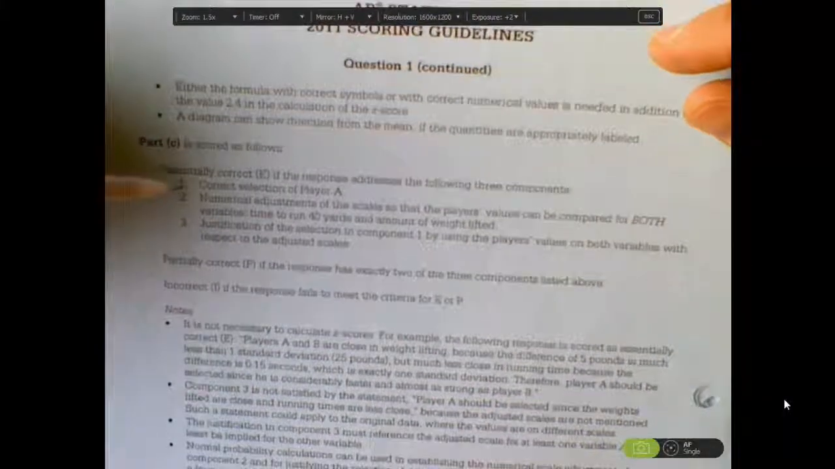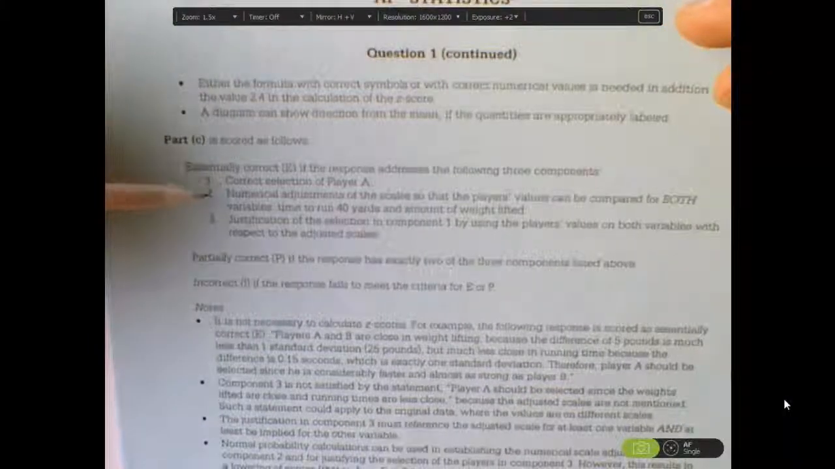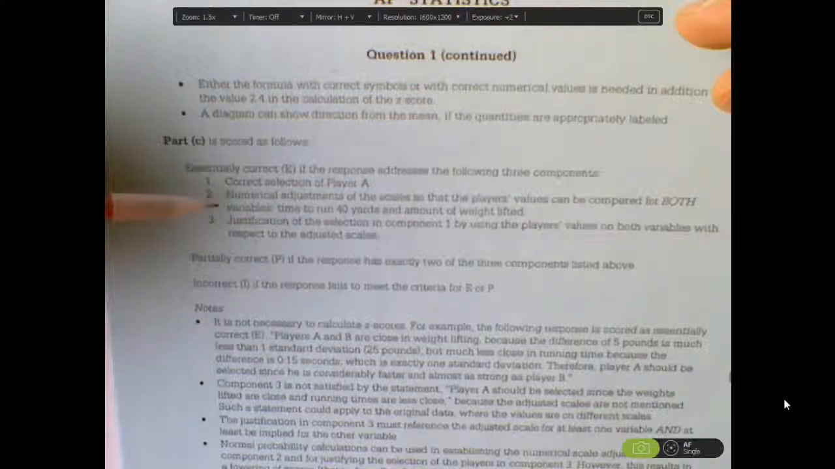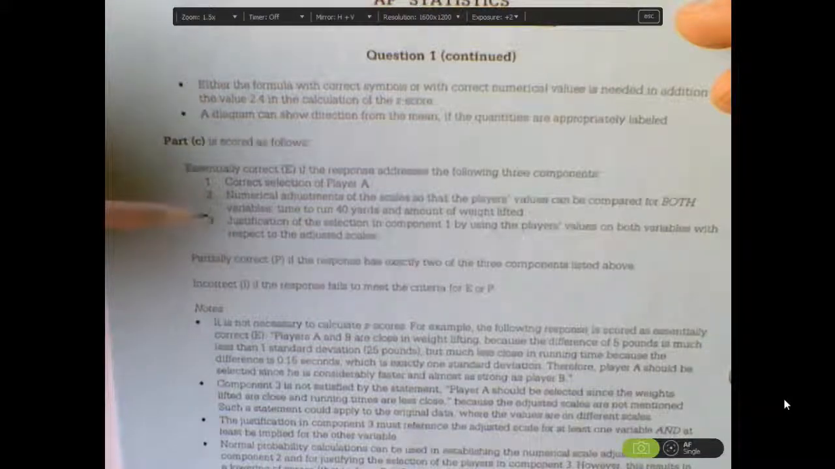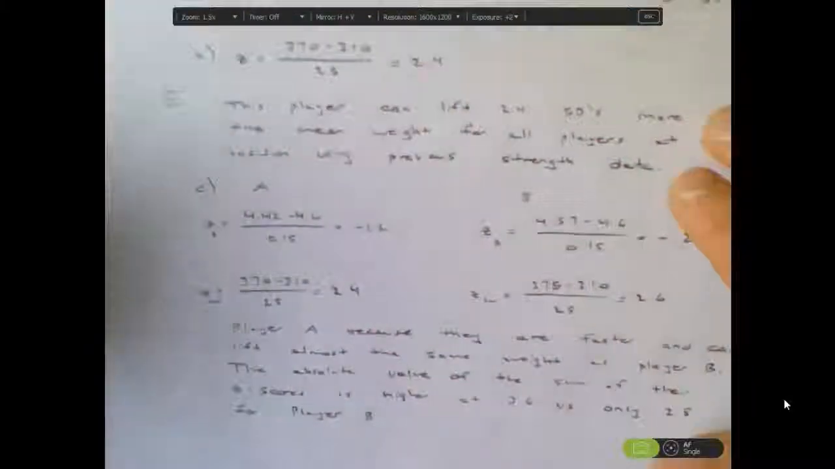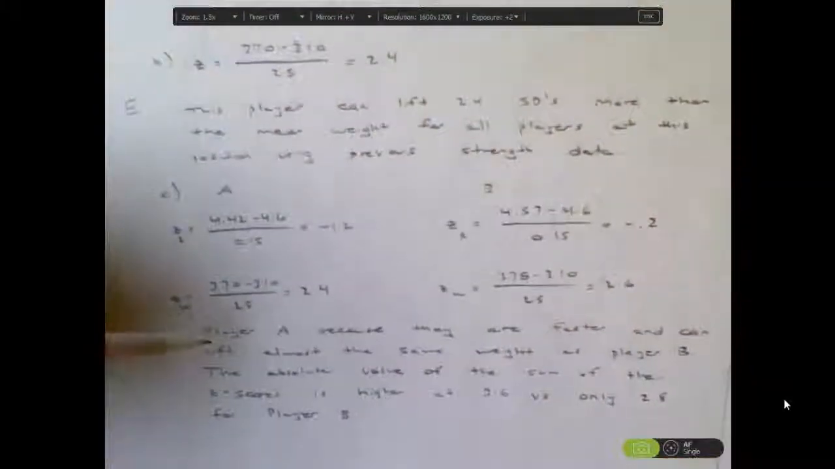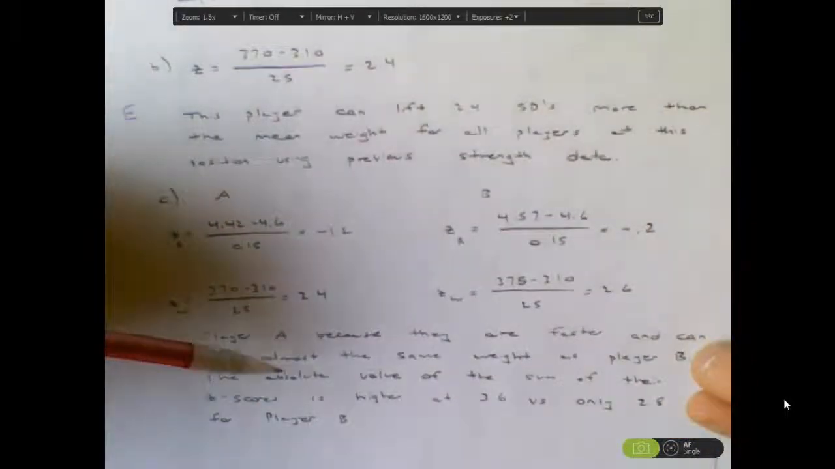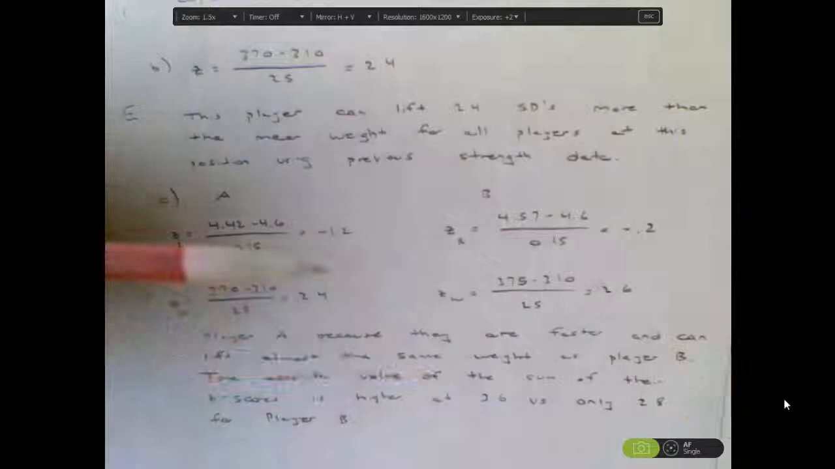I'm going to be taking a look at, it's essentially correct if you select player A, you have numerical adjustments so you can compare the times and the amount of weight lifted, and you justify why you selected the player based on both variables. So I said player A, so that's component 1. I have my numerical adjustments, that's component 2, because they are faster and can lift almost the same weight as player B, so I'm talking about both.